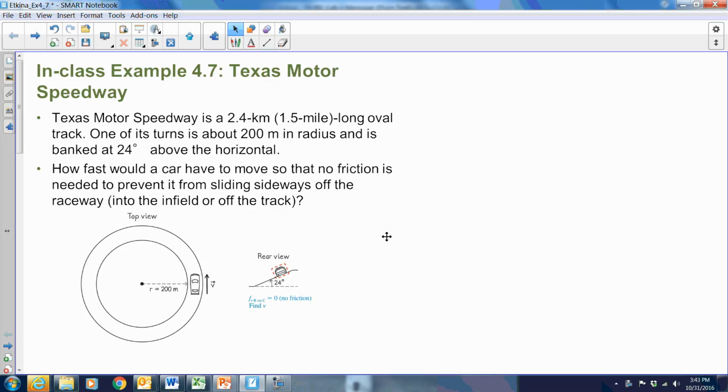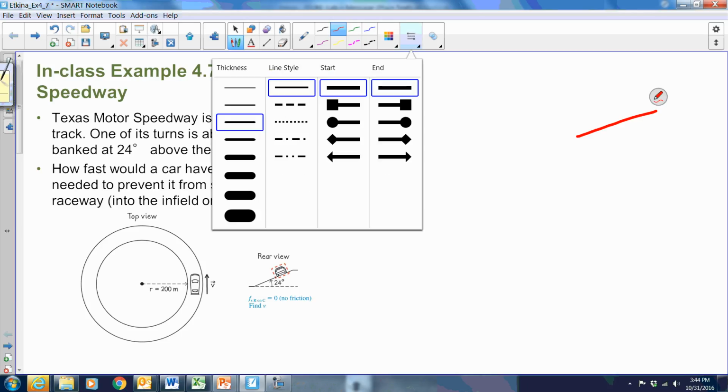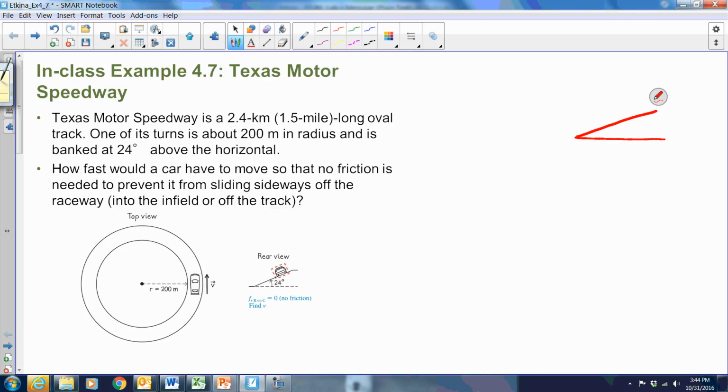So we have a picture, but let's draw it larger. And let's try to draw a 24-degree angle here. Okay, so we have our car, as you can see from the rear view. We're treating it like a point-like object and just identifying it as a solid thing, not that one tire is going to come off the surface first or anything.